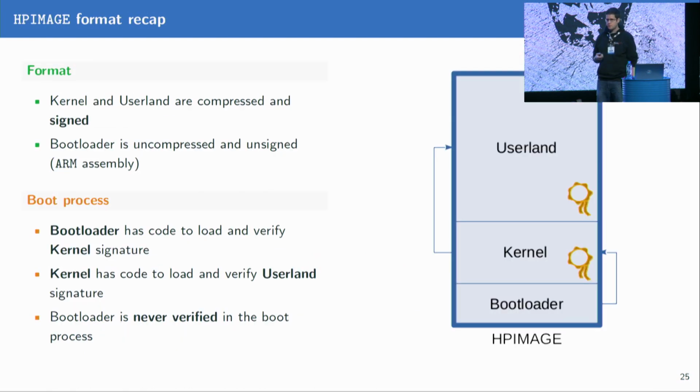If we look at the HP image block, it's in fact composed of 3 other blocks. There are the kernel and userland components, which are compressed and signed, and also a small bootloader, which is not compressed and not signed. It's an ARM assembly stub. During the boot process of the ILO, first the bootloader executes. It has code to load and verify the kernel signature. Then the kernel will load and verify the userland signature, but the bootloader is never verified in the boot process.